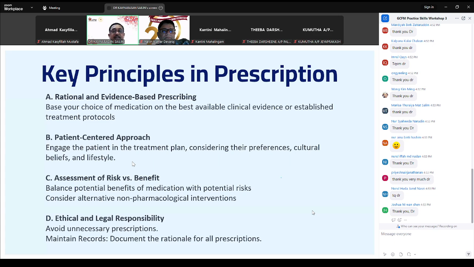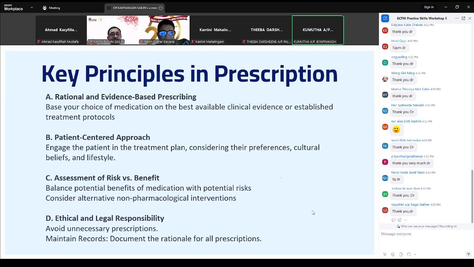It's already here. Balance the potential benefit of the medication with the potential risk. Consider alternatives. So assess the risk versus benefit. If prescribing aspirin for that patient is beneficial, then you can continue with the medication. Okay, doctor. Thank you. Yeah, most welcome.